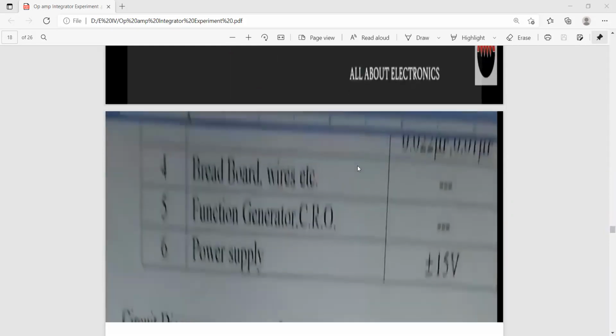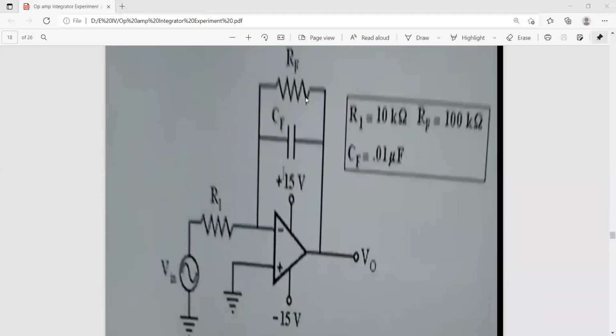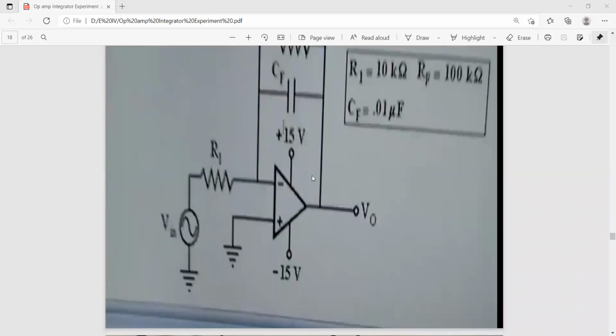So these are some of the theoretical aspects of your integrator. Now we'll see the practical circuit diagram. What are the values we have taken? This type of values you have to take. And here it is a function generator or signal generator. You can apply here a sinusoidal waveform or square wave. So two types of waves you can apply, and you have to observe the shape of the waveform.